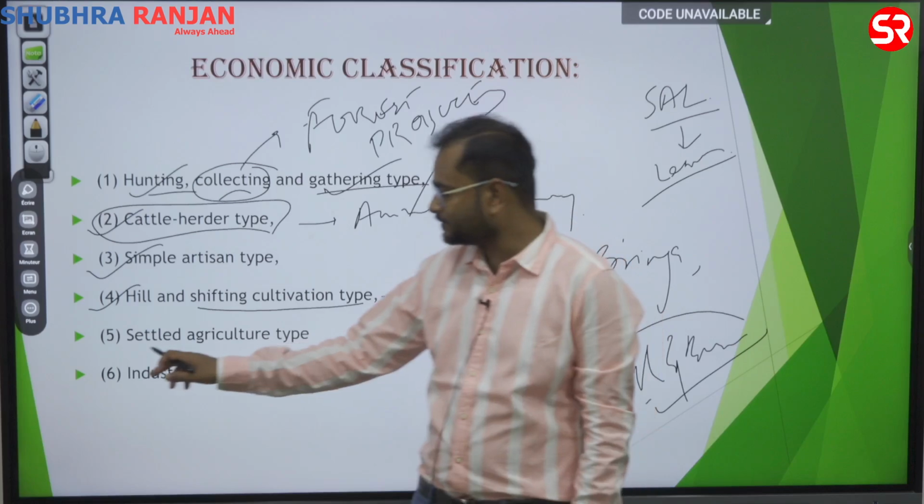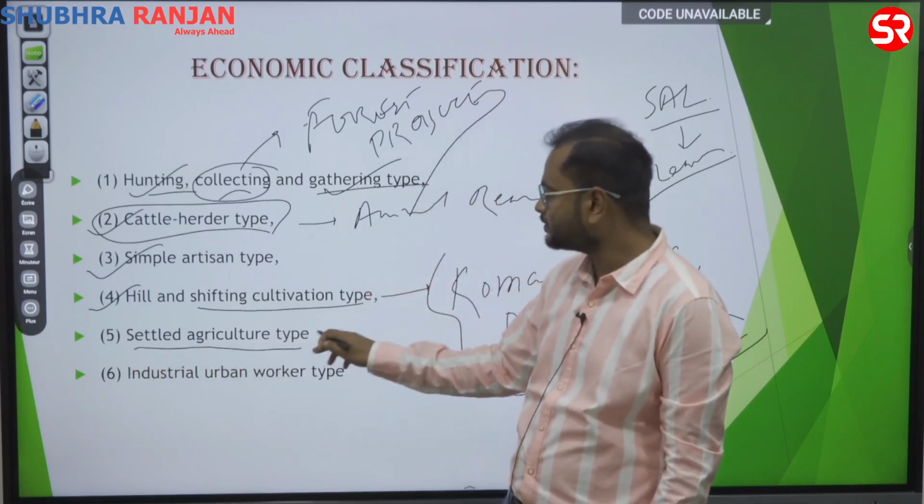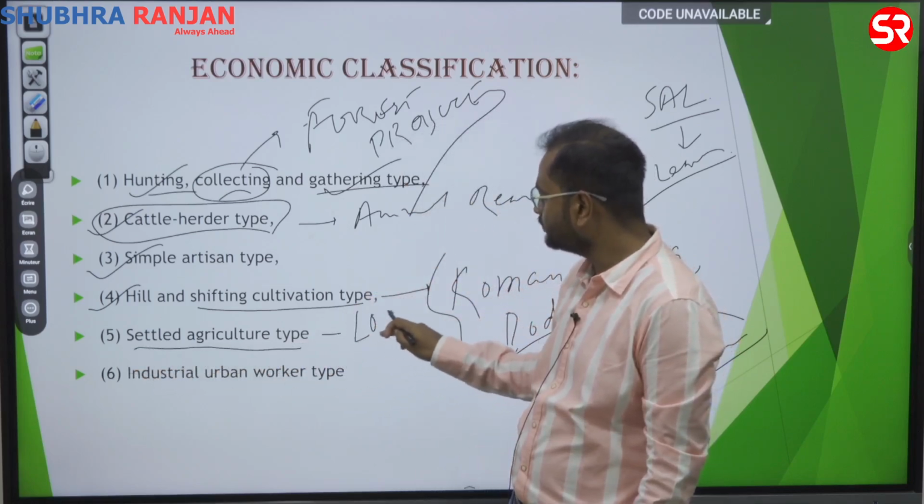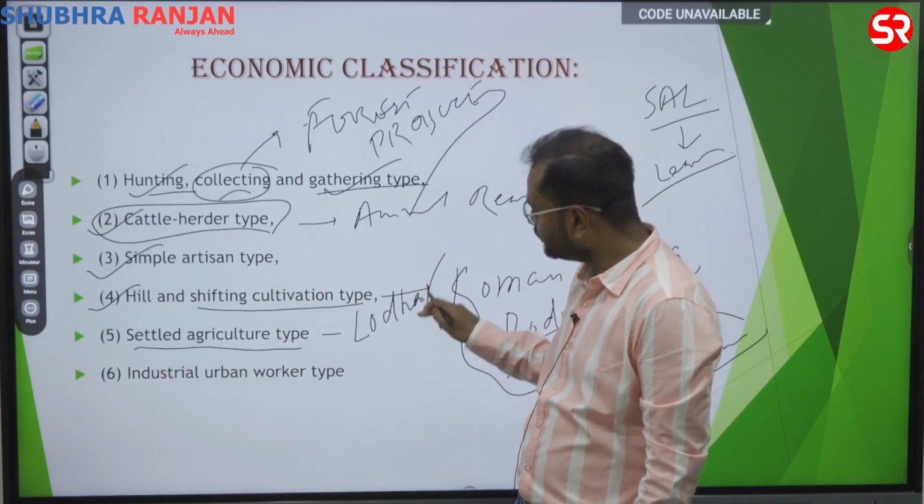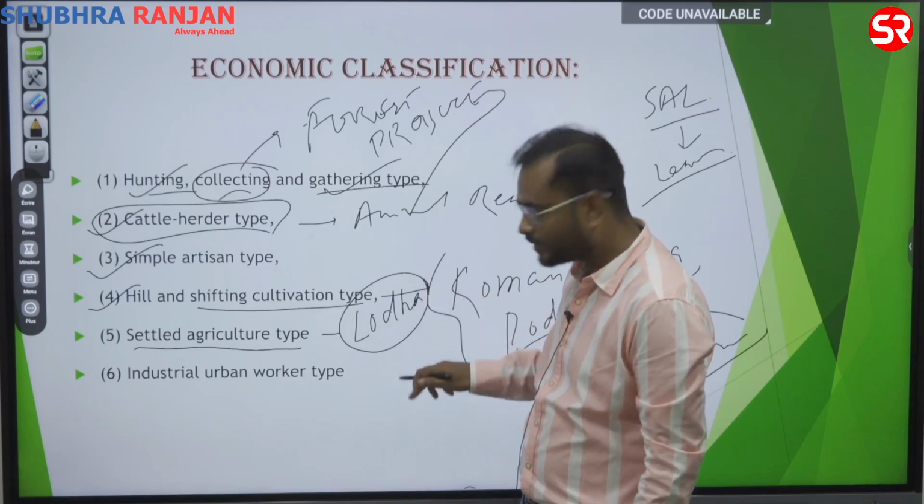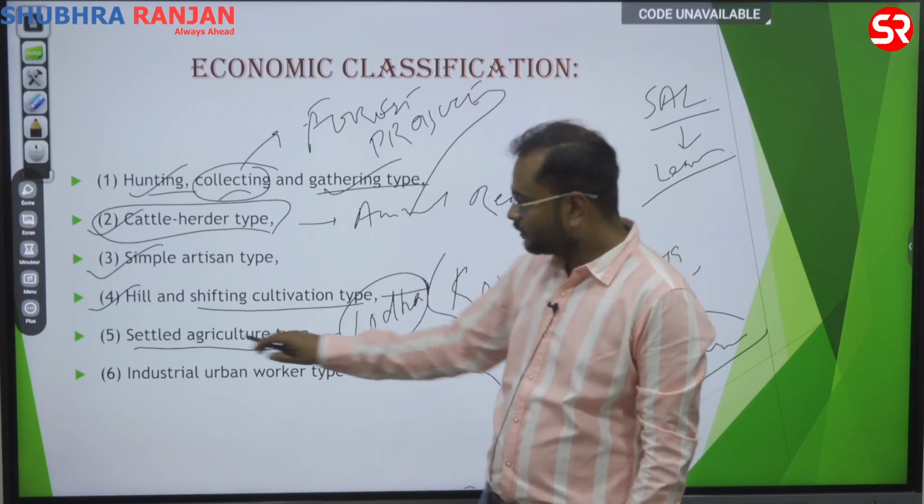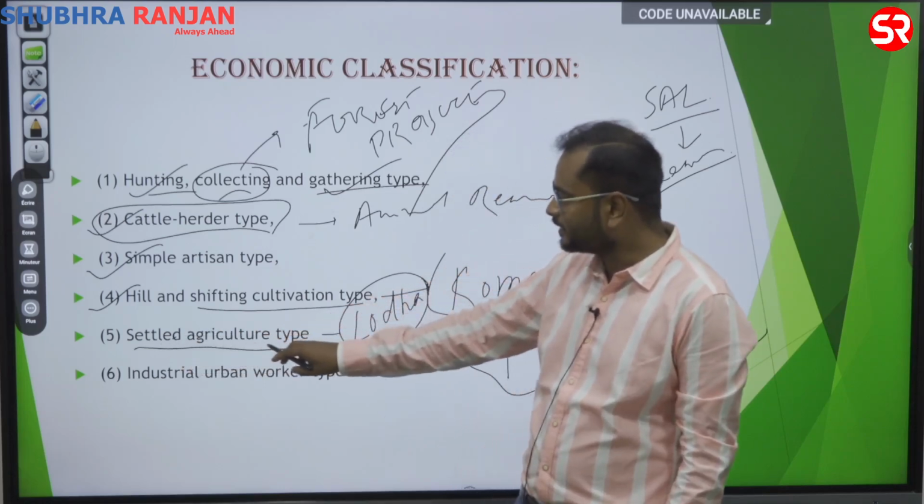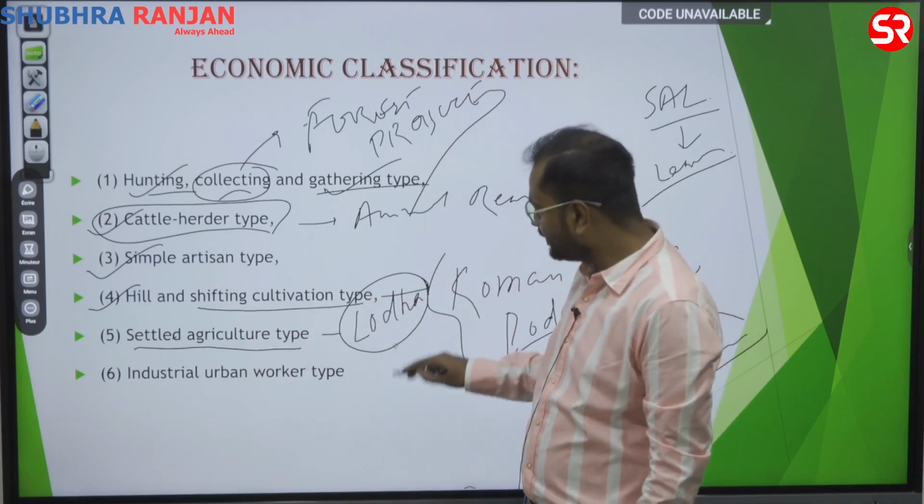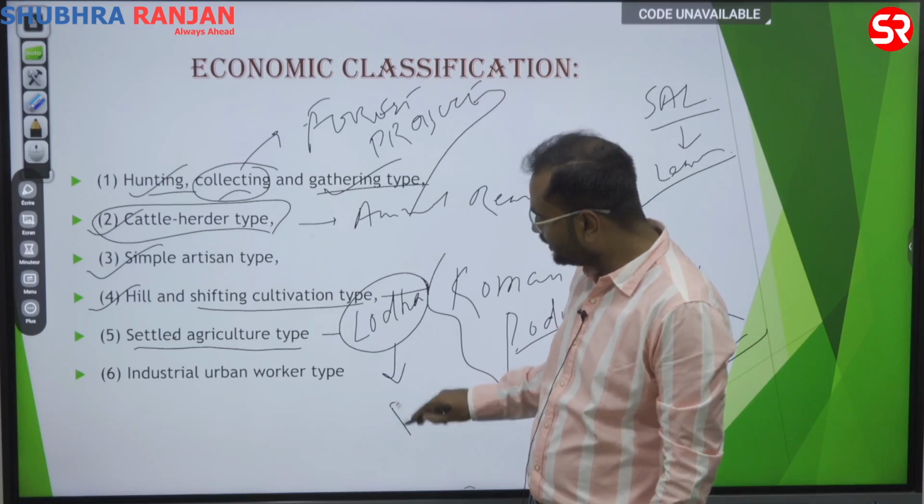There are certain tribes who have the settled agricultural type. One such tribe is called Lodha. The Lodha tribe is very important for your examination. Why? Because it is one of those tribes which are of the settled agricultural type. Secondly, it is one of those 13 PVTGs.